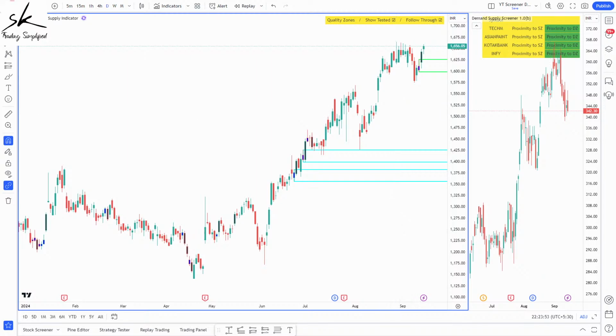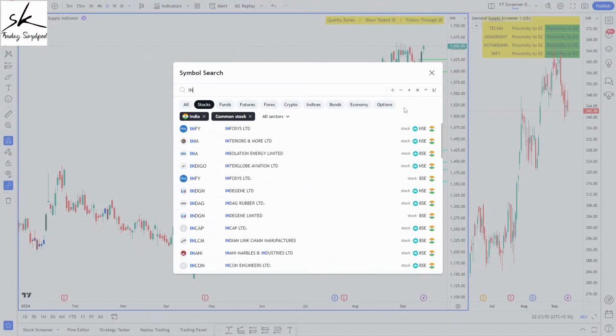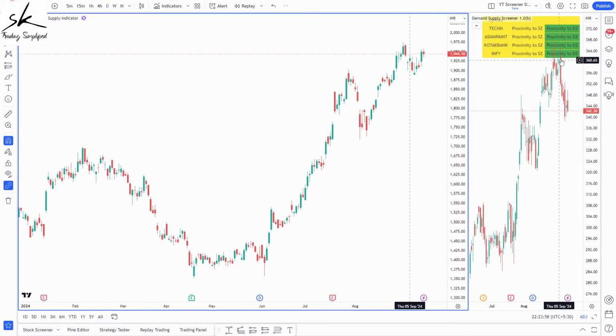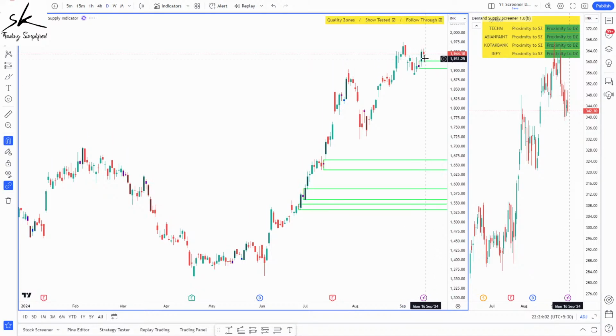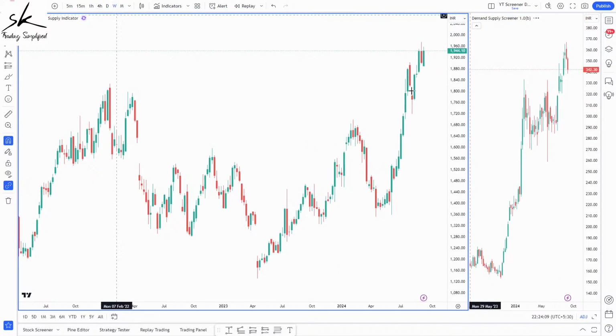Let's take another example. Let's say I go to Infy. You will see on Infy, I am also close to a demand area, and here you can see we do have this demand zone, and my current candle is pretty close to it, and that is why it got shortlisted for us. Plus, once you have created this list, you can use it on multiple time frames.